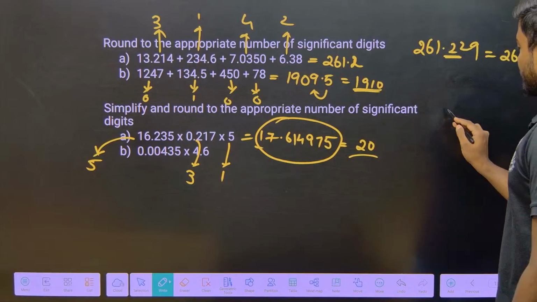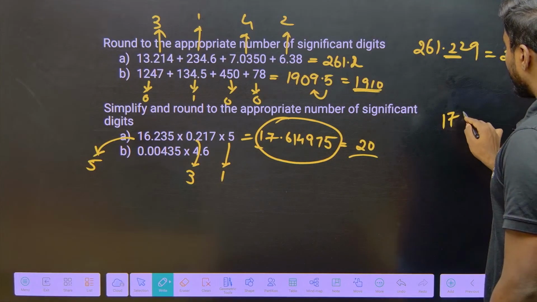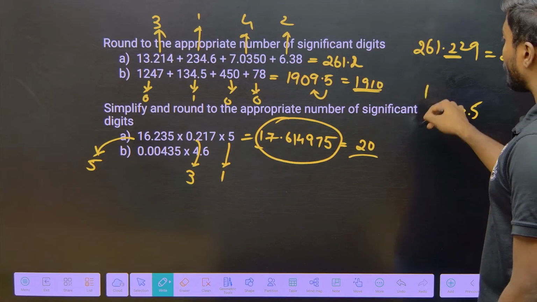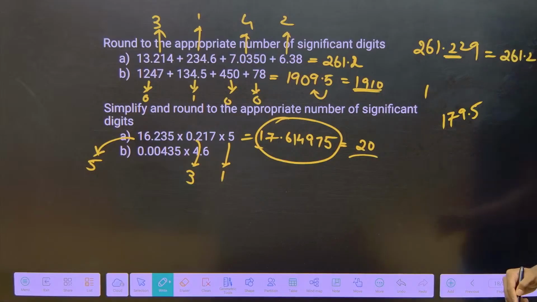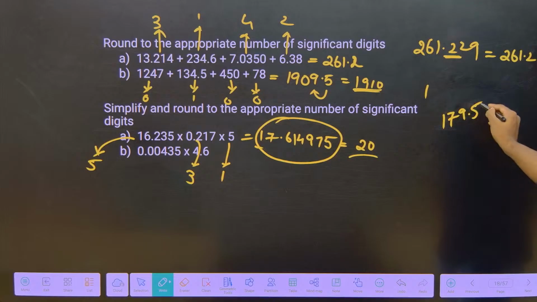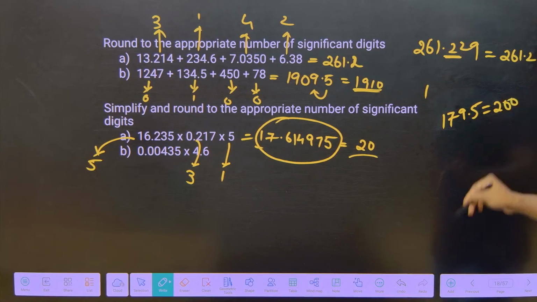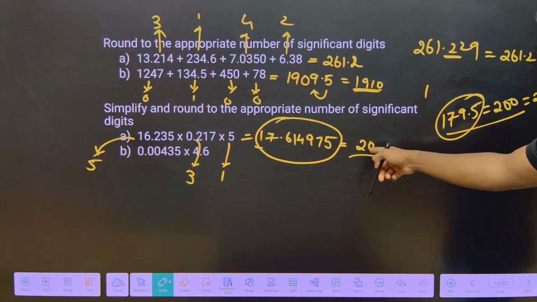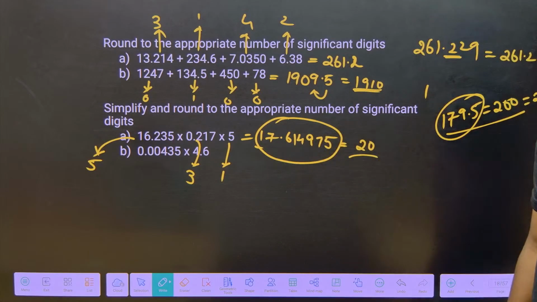Suppose I am getting 179.5. The least significant is 1. How can I round off this one? We have to check the 7 and 9. Only one I can keep as it is, 7 I should check. 7 is greater than 5. So what will be the answer? 200, which is nothing but 2 into 10 power 2. So 200 is near to 179.5. Again 20 is near to 17.614975. That's the answer.